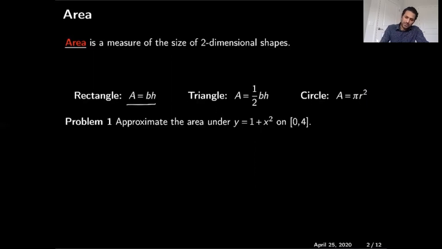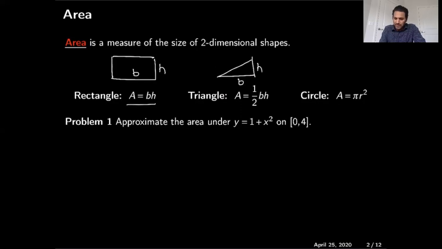For example, the area of a rectangle and square is given by base times height. The area of a triangle is given by base times height divided by 2, and the area of a circle is pi r squared. So we have formulas to calculate the area of these three basic shapes. But the question is how to calculate the area of a bit more complicated shape.